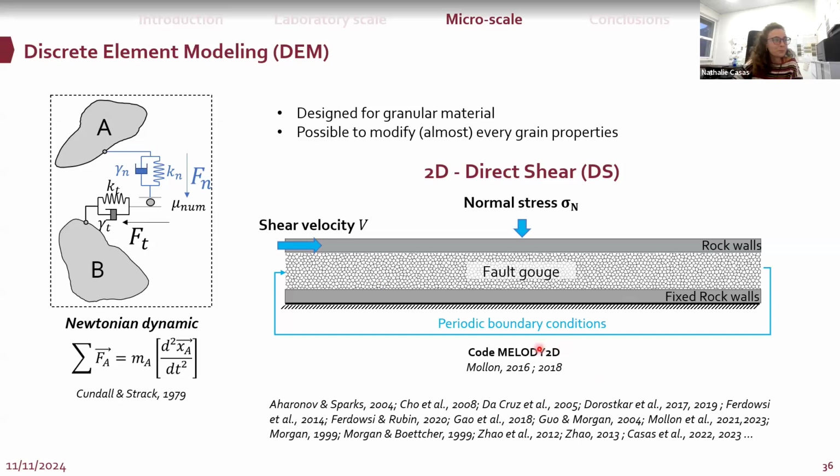So this is the type of shearing experiment that we use. We impose normal stress at the top boundary and a shearing velocity, so it's still a direct shear experiment. The bottom wall is fixed, and we have periodic boundary conditions in order to maintain the continuity of slip. Everything that is happening here, we will find here at a certain time of the simulation. I'm using the code Melody 2D that was implemented by Guillemot.